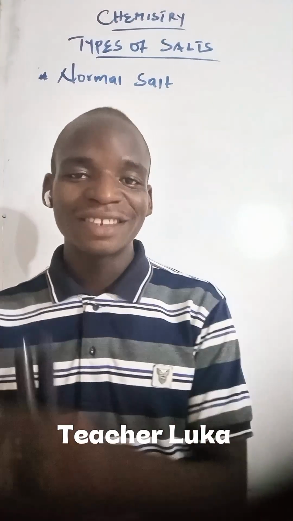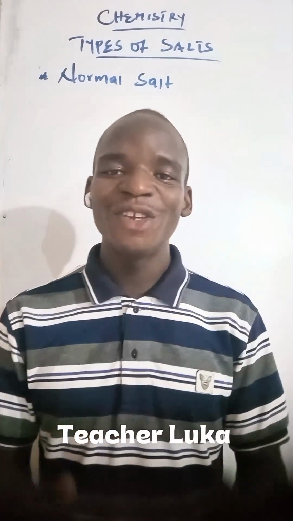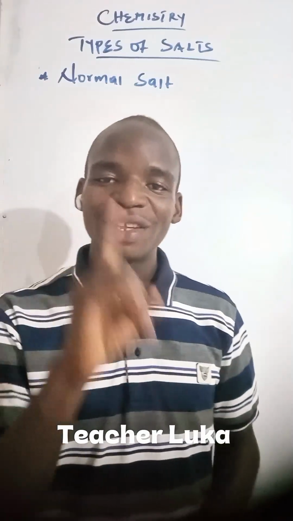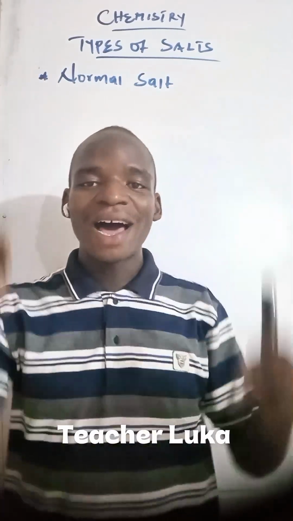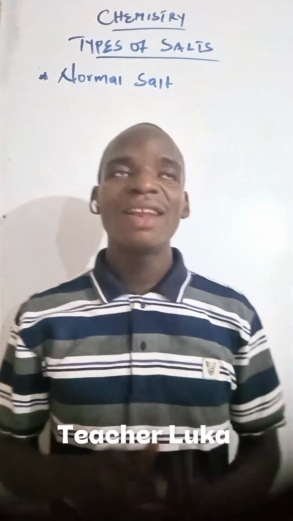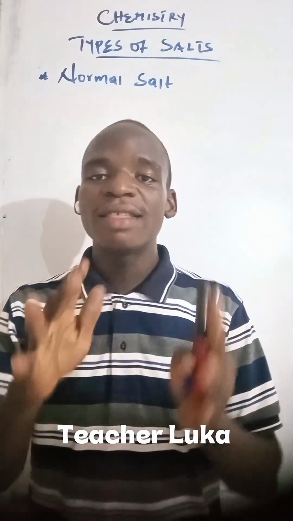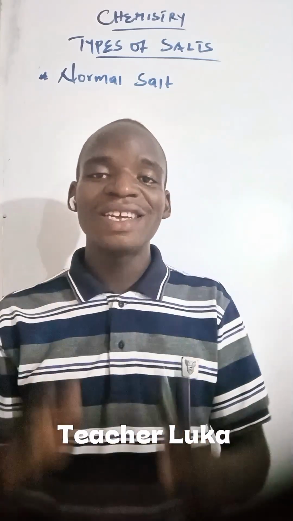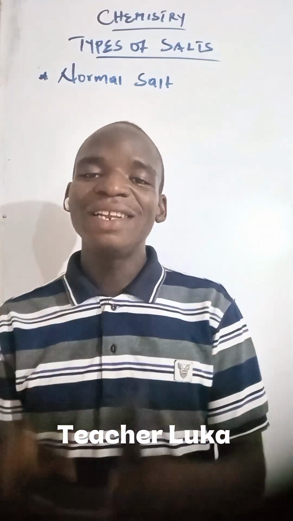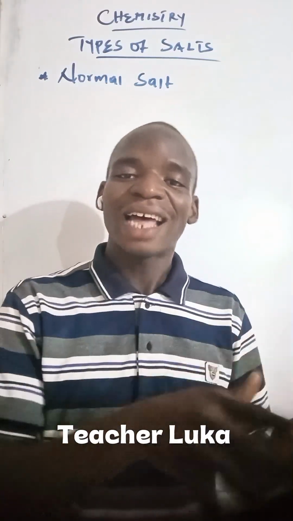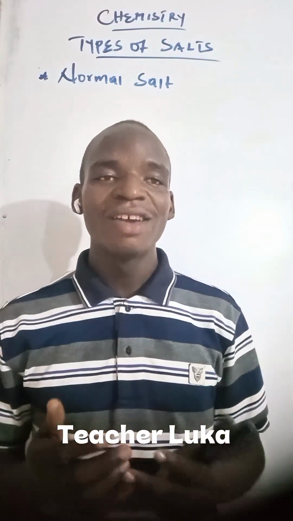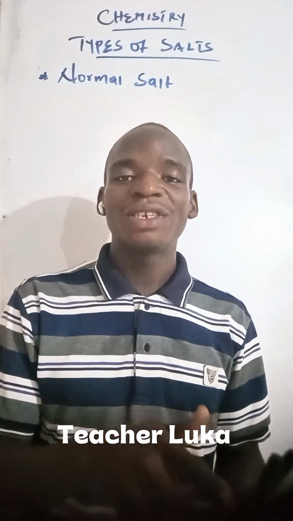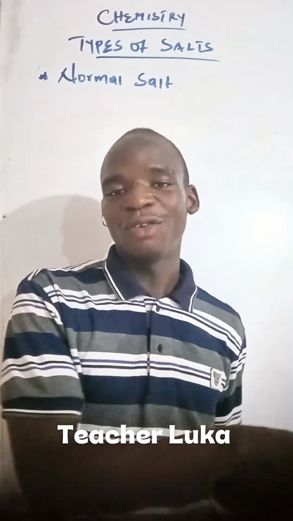Salts are of different types, okay? In this video, we will be looking at one of the types, which is simply the normal salt. Are you following? Now, a normal salt is any salt formed when all the hydrogen ions in an acid are completely replaced by metallic ions. Another word for a normal salt is simply a neutral salt.